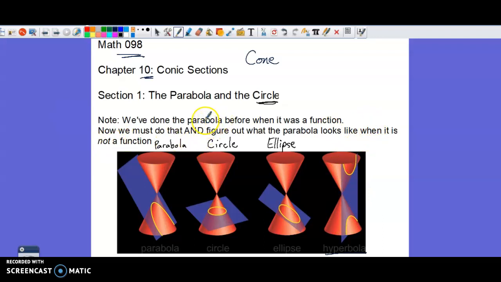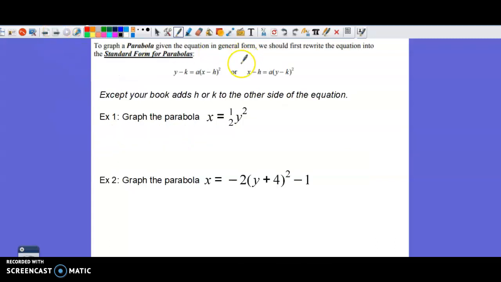So in the past, we've dealt with parabolas that were functions, so they passed the vertical line test. They didn't pass the horizontal line test, if you remember when we talked about that. But now what we'll be doing is we'll do parabolas that would fail the vertical line test as well, which is basically what we're getting at with the next part.